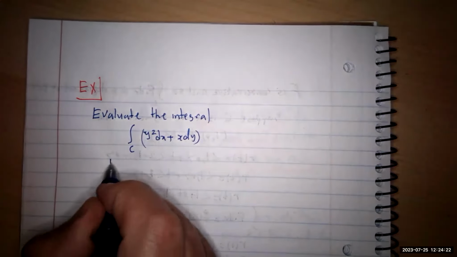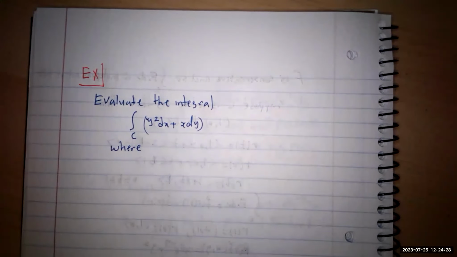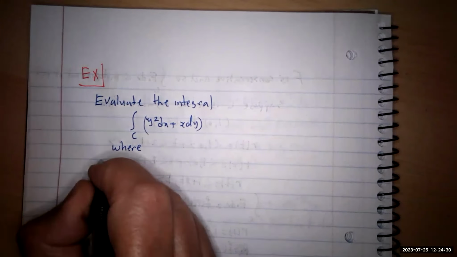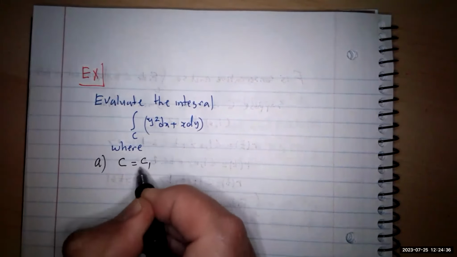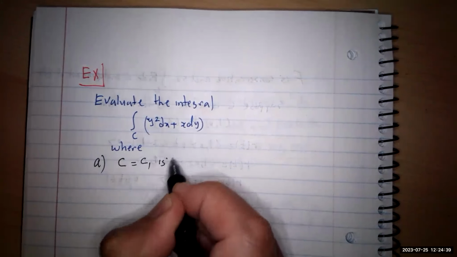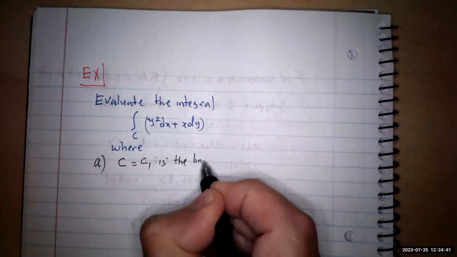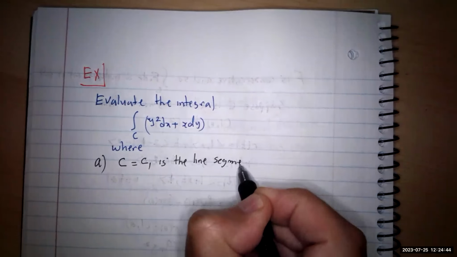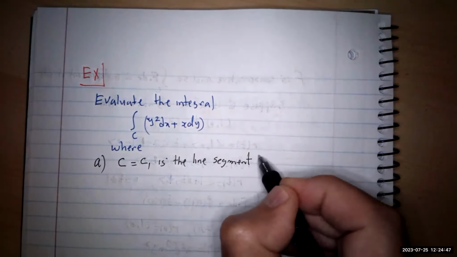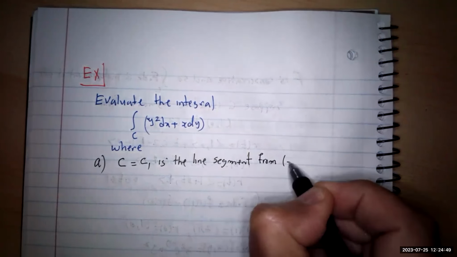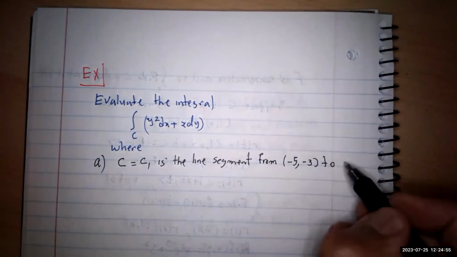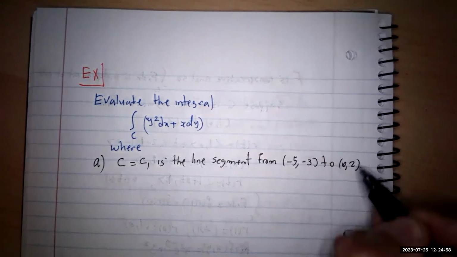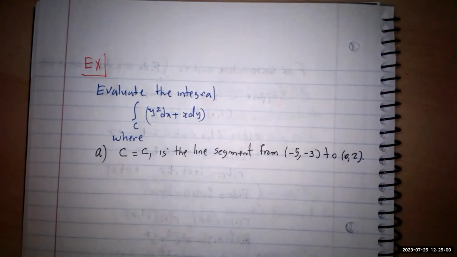Now they are going to give two different paths. The first part: this curve is called C1, and it is the line segment from the point negative 5, negative 3 to the point 0, 2. That's the first part.